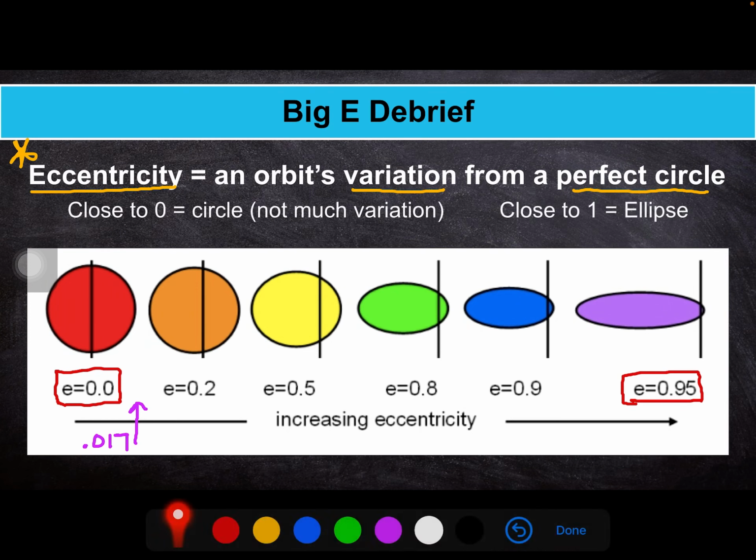We want to keep in mind those values. Like we said, close to 0 is more circular, close to 1 is more elliptical or stretched out. Now, most planets are within this range for eccentricity. You had 2 of them on your list that were in this range, Mercury and Pluto. And then we did have one object that was way down here at 0.967. And you might remember that's Halley's Comet.